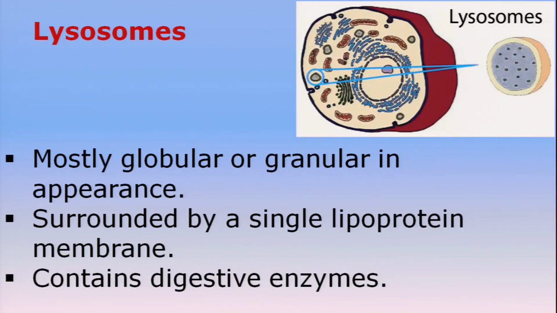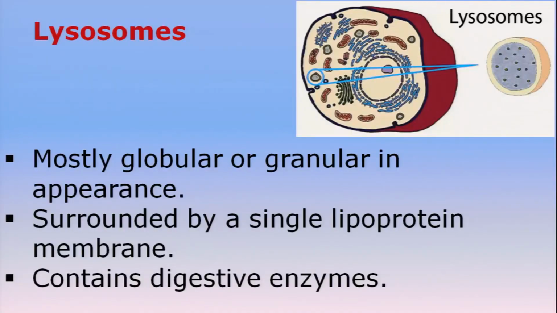Next, we will learn about lysosomes. Lysosomes appear globular or granular in shape. They are small spherical sacs and surrounded by a single lipoprotein membrane. Lipoprotein membrane means the membrane is made up of lipid and protein. And what does lysosome contain? Lysosome contains digestive enzymes. These digestive enzymes are capable of digesting almost all the organic materials.